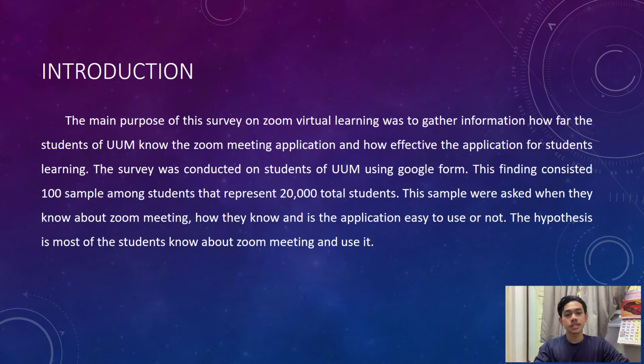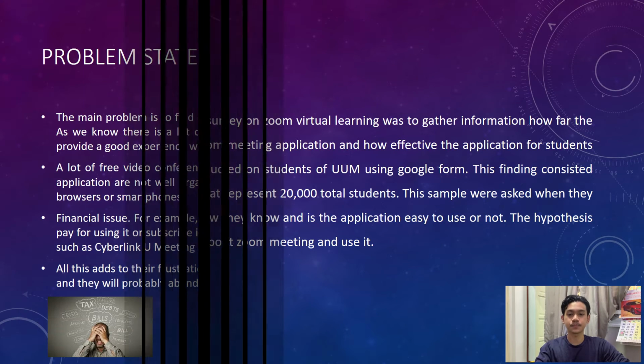So the introduction of this survey. The main purpose of the survey on Zoom virtual learning was to gather information on how far the students of UUM know the Zoom meeting application and how effective the application is for student learning. The survey was conducted on students of UUM using Google Form. This finding consists of 100 samples among students that represent 20,000 UUM students. These samples were asked when they knew about Zoom meeting, how they knew, and whether the application is easy to use or not. The hypothesis is most of the students know about Zoom meeting and know how to use it.